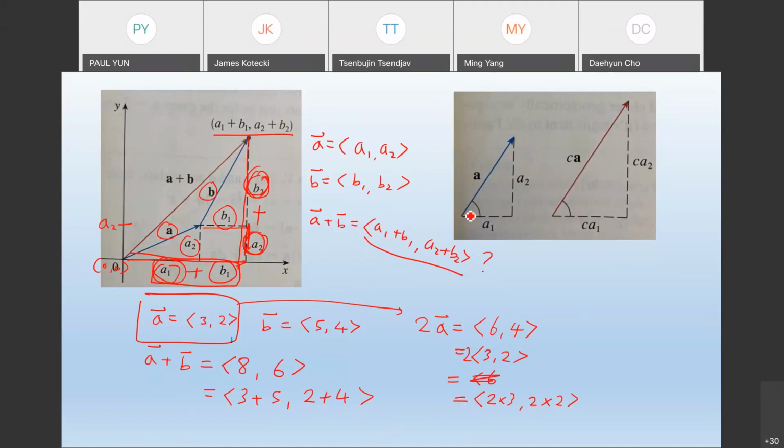Yeah, it really works out that way. It is simply why this is true. It is really A plus A, right? The vector double A is really simply adding vector 3, 2 plus 3, 2.